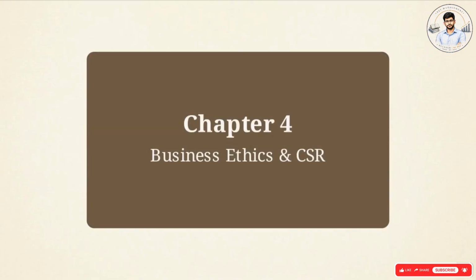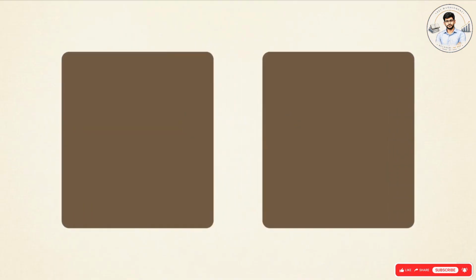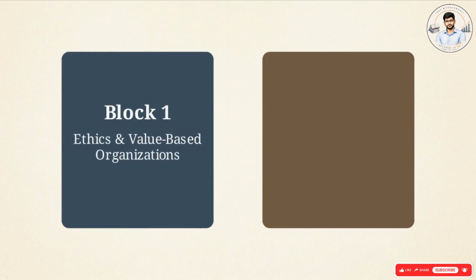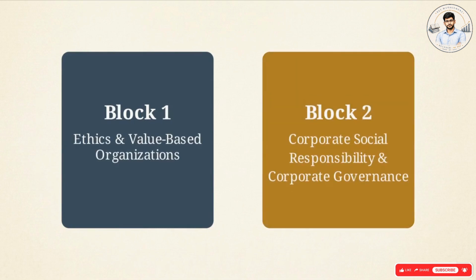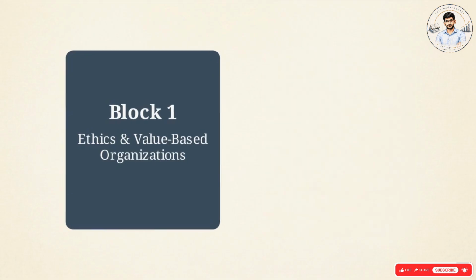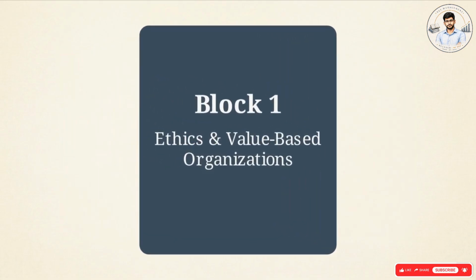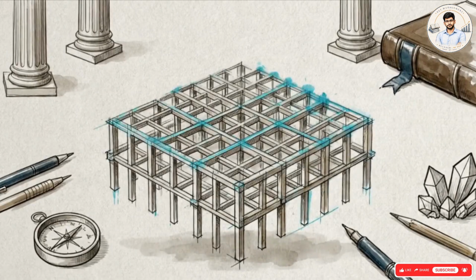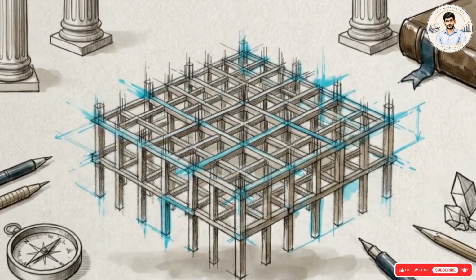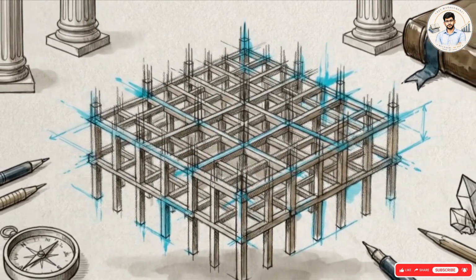To master this material, we are dividing the chapter into two distinct frameworks. Block 1 covers the principles of ethics and value-based organizations. Block 2 covers corporate social responsibility and corporate governance. This masterclass is focused entirely on the first block. We are moving past the memorization of definitions to build the structural logic of corporate ethics from the ground up.